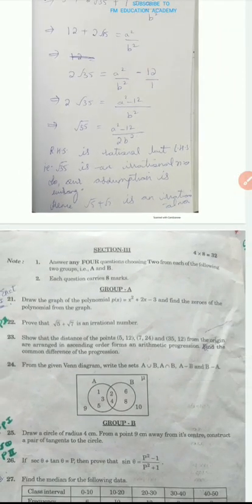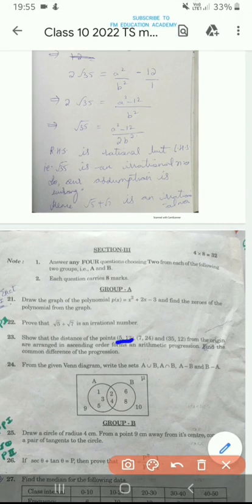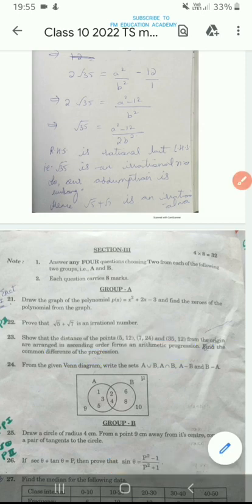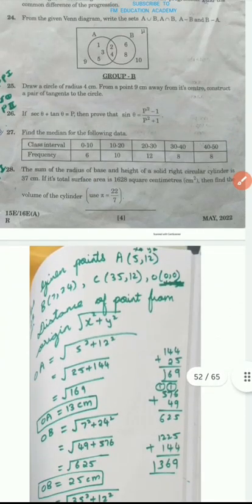Next question is a unique and very interesting question. Show that the distances of the points 5, 12, 7, 24 and 35, 12 from the origin, arranged in ascending order, form an arithmetic progression. Find the common difference of the progression. So here it is telling that we have to show that the distances are in AP and also find out the common difference. So how can I do that?